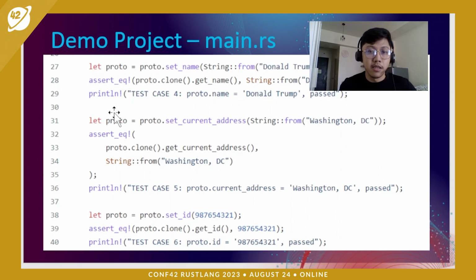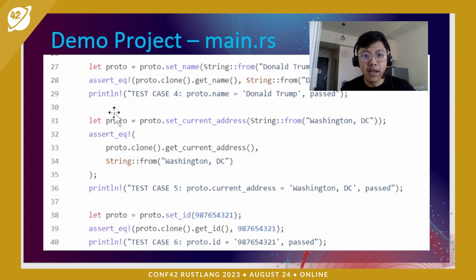And next, we change the current address of our object with the string Washington DC. After that, we compare again the current address of our object with the string Washington DC. If it passes, then it will print that the test case 5 passed.